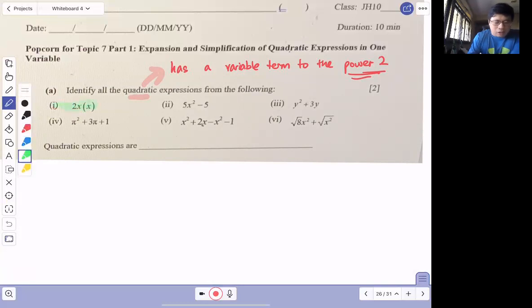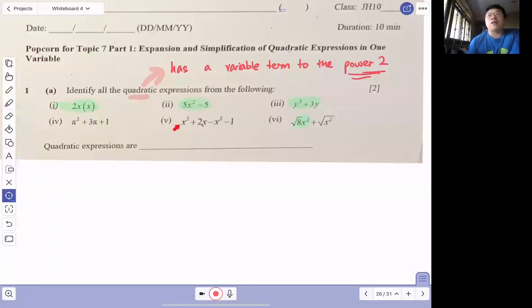I'm going to highlight all the quadratics in green. Second one also, yes, because there's a power 2, x to the power 2, variable term to the power 2. Third one also, yes, because y is a variable and it's to the power of 2. This one also correct. Also correct, because there's a power 2.